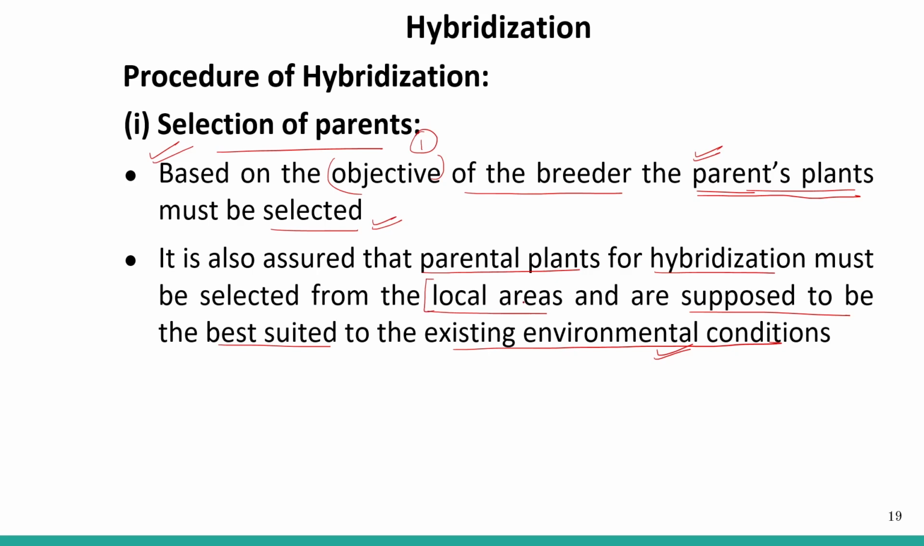So why are we taking plants from the local areas? Because this local area is the existing environmental condition. This plant is living in this existing environmental condition, and we want a new variety of the plant in the same environment. We have to grow that particular plant in the same environment. So we must select the parent plant from this particular local area only, because the hybrid plant will be grown in this area only. So that should be matched with this. It should be able to grow in this environmental condition. So the selected parent must be selected from the local areas and be best suited for the existing environmental condition.